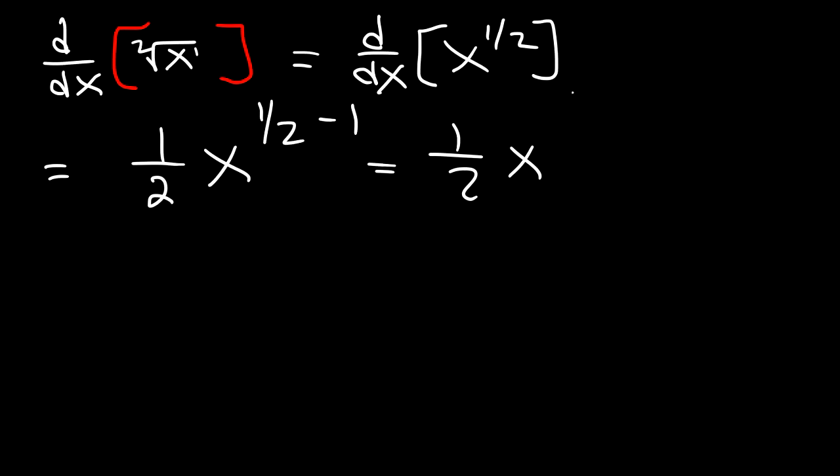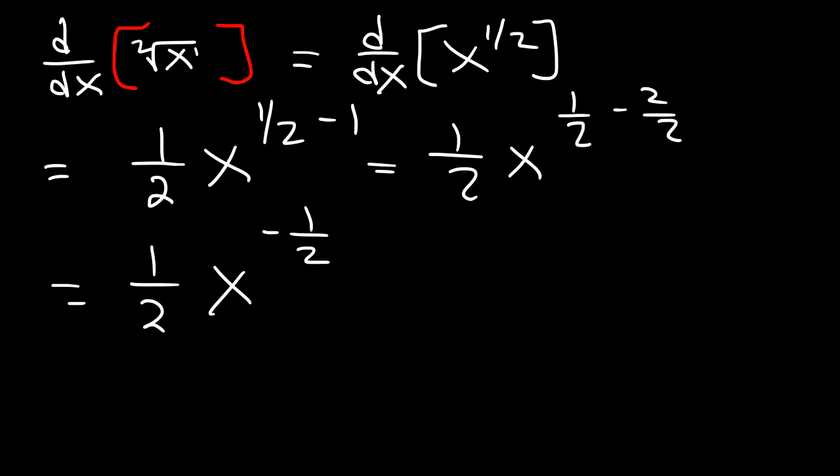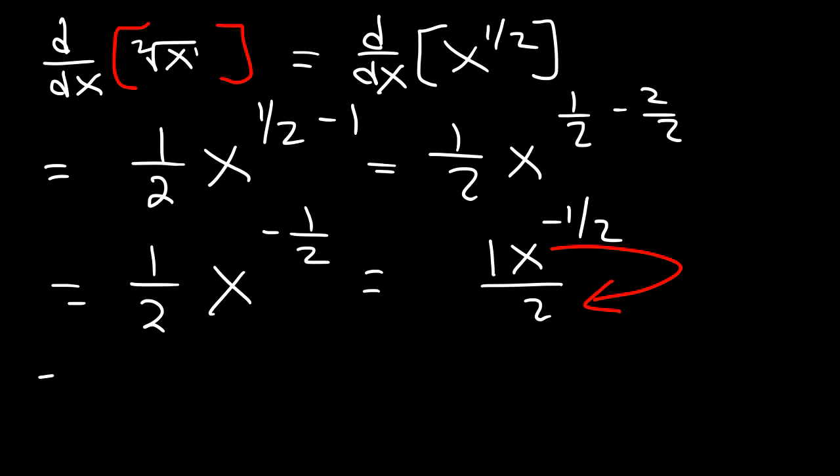Now we need to get common denominators. 1 is the same as 2/2, and 1 minus 2 is -1. So 1/2 minus 2/2 is -1/2. This is the answer, but we still need to simplify it. So this is equivalent to 1x raised to the -1/2 divided by 2. Now, to make the negative exponent a positive one, we'll need to take the variable and move it to the bottom. So right now, this is going to be 1/2x, but raised to the positive 1/2, as opposed to -1/2.